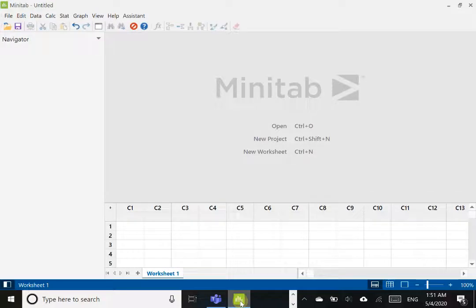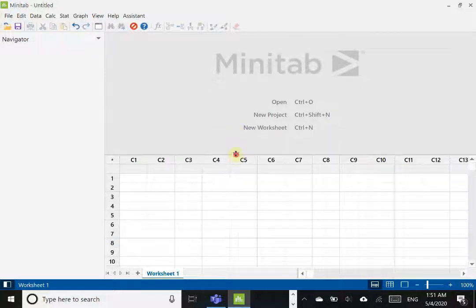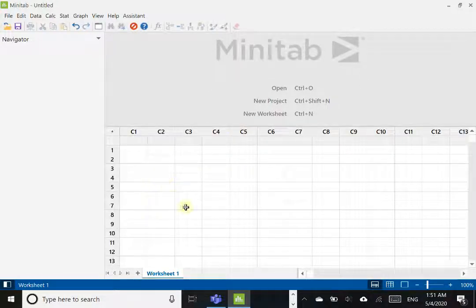So here we are in Minitab. The lower portion of it looks kind of like an Excel spreadsheet, right? In fact, it is a spreadsheet. So here we have columns and we have rows. The columns for us are going to be the variables. The rows are going to be observations, or the records on these variables.